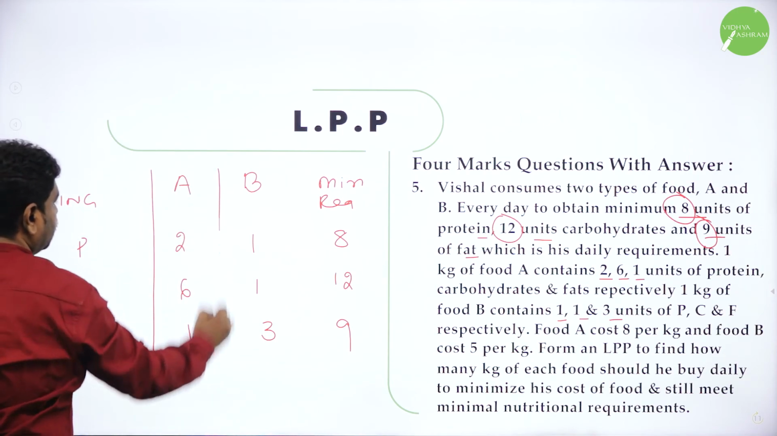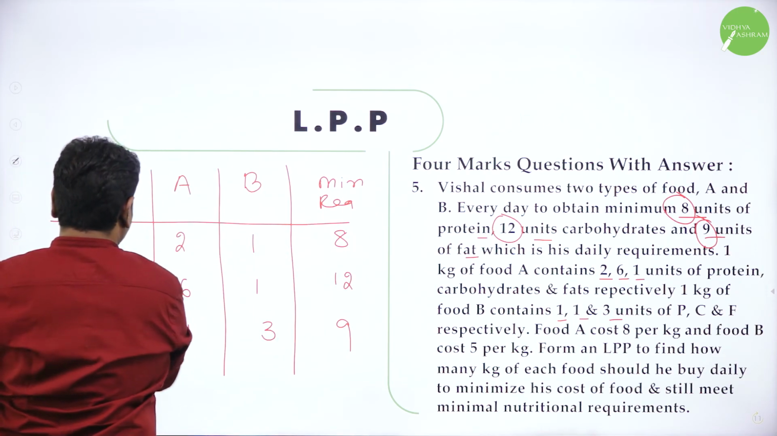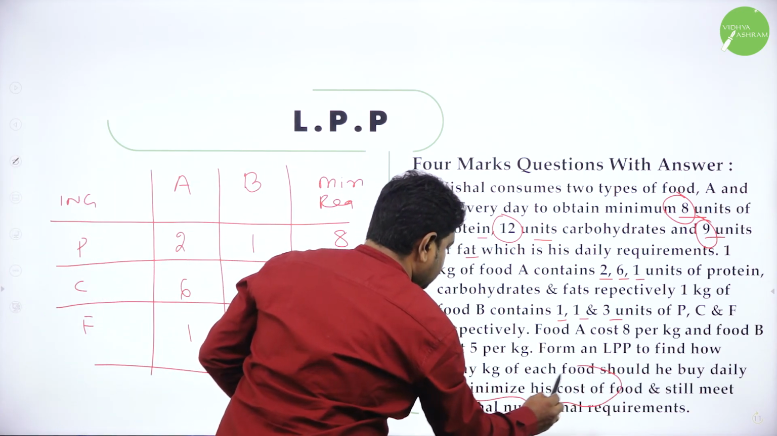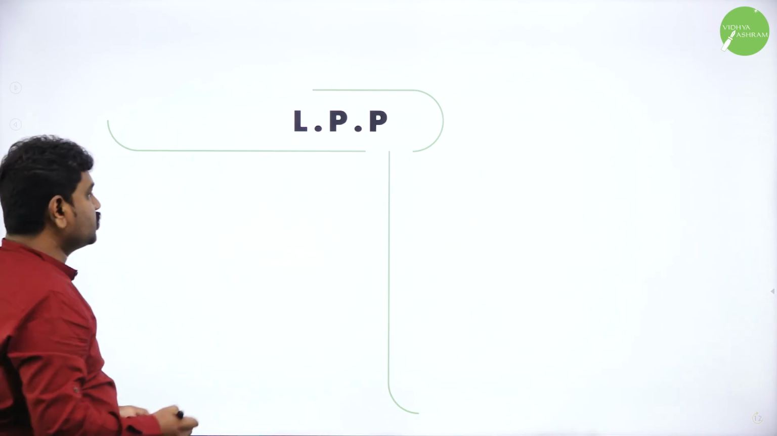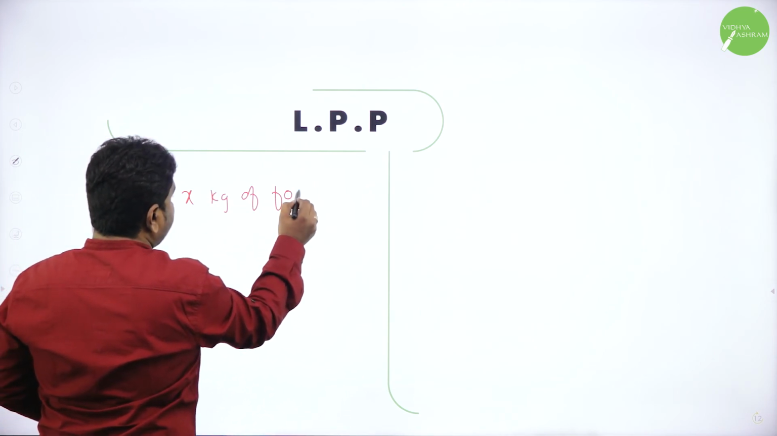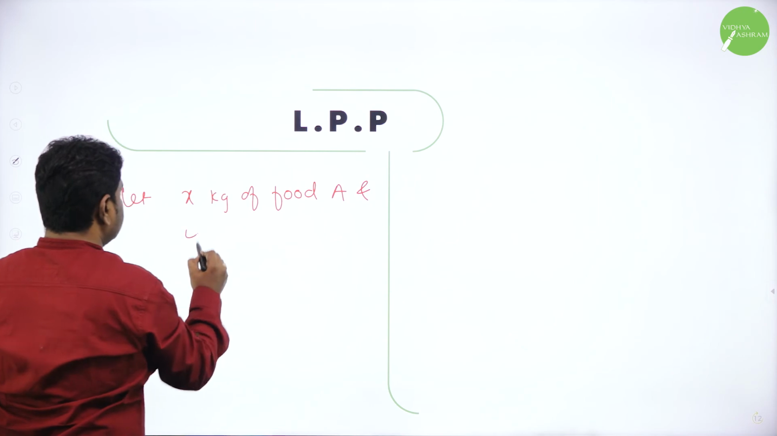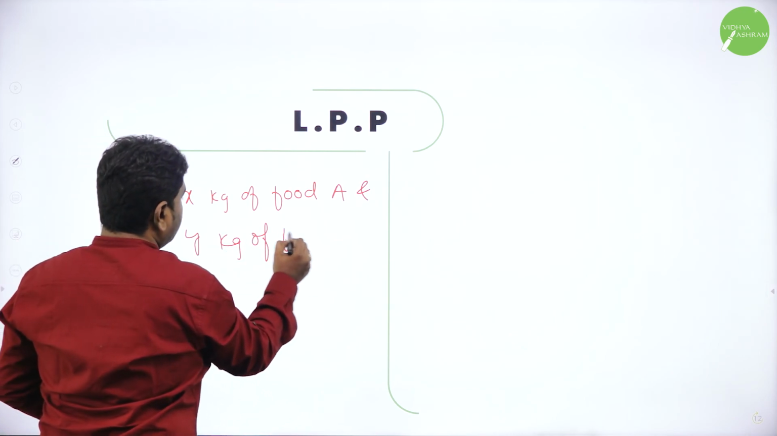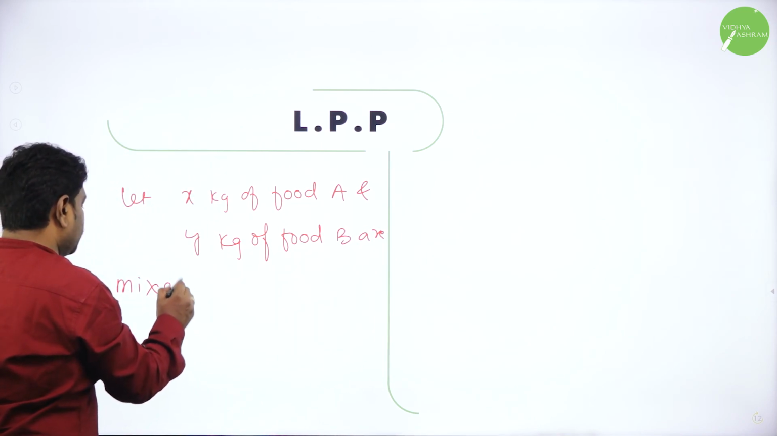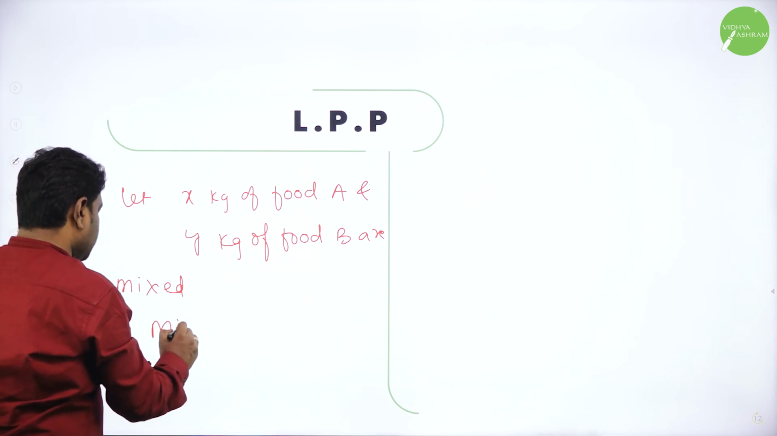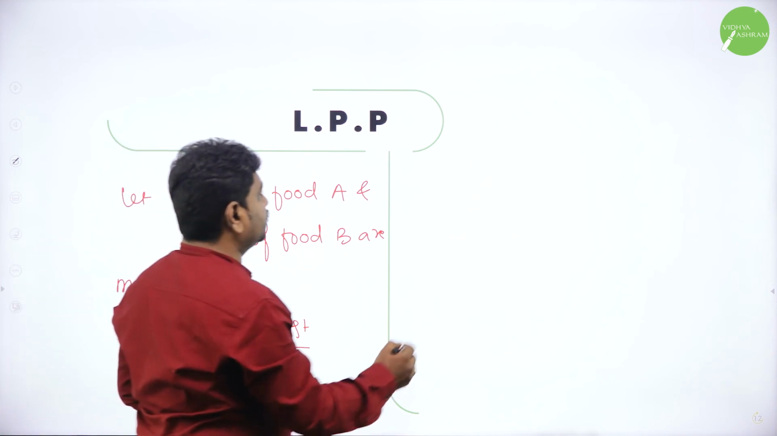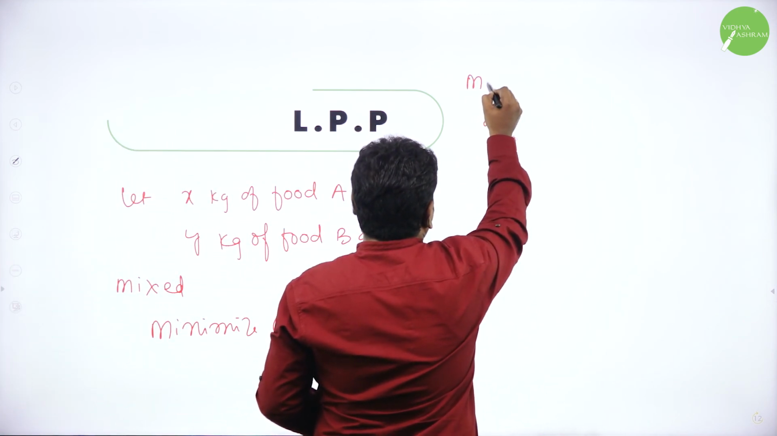So I made a table. Now if you want to mix the food and get the minimum requirement, what should the cost be? They want you to minimize the cost. So unknown: let x kg of food A and y kg of food B be mixed. This is our assumption, unknown. So when you mix, they want you to minimize the cost. So cost is the objective function.